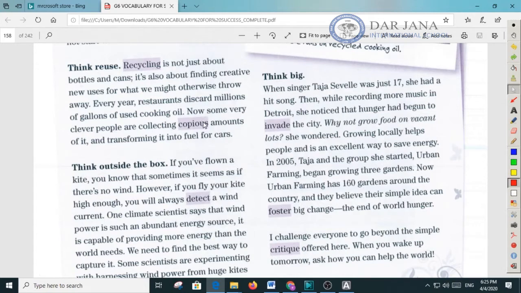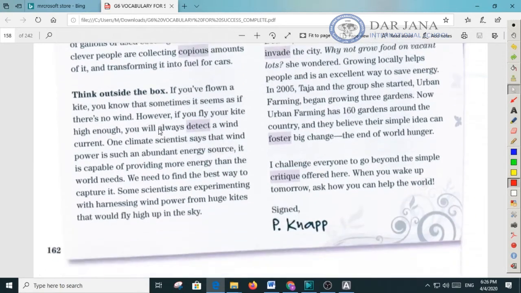Now, based on this, we can say every year restaurants discard millions, okay? And they said amount, so we can say copious can indicate that it's a great amount, a tremendous amount, copious. And also the word copious has the word C-O-P-I, which could give us the root word, which relates to copy. So we could say copious is coming from copy. We can just say that as a context clue. So collecting copious amount. So copious would say a large amount, a tremendous amount, okay?